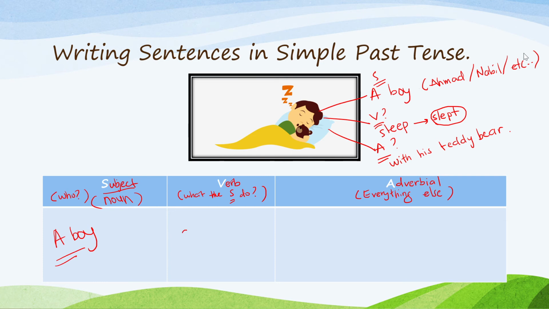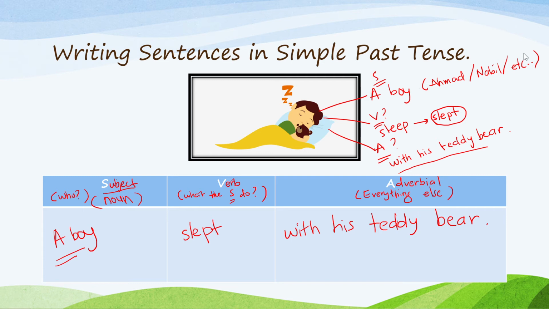So, we write it back. Slept. A boy slept. Now, everything else. Salin semula yang ni. With his teddy bear. So, we have a whole sentence, a correct sentence. A boy slept with his teddy bear.